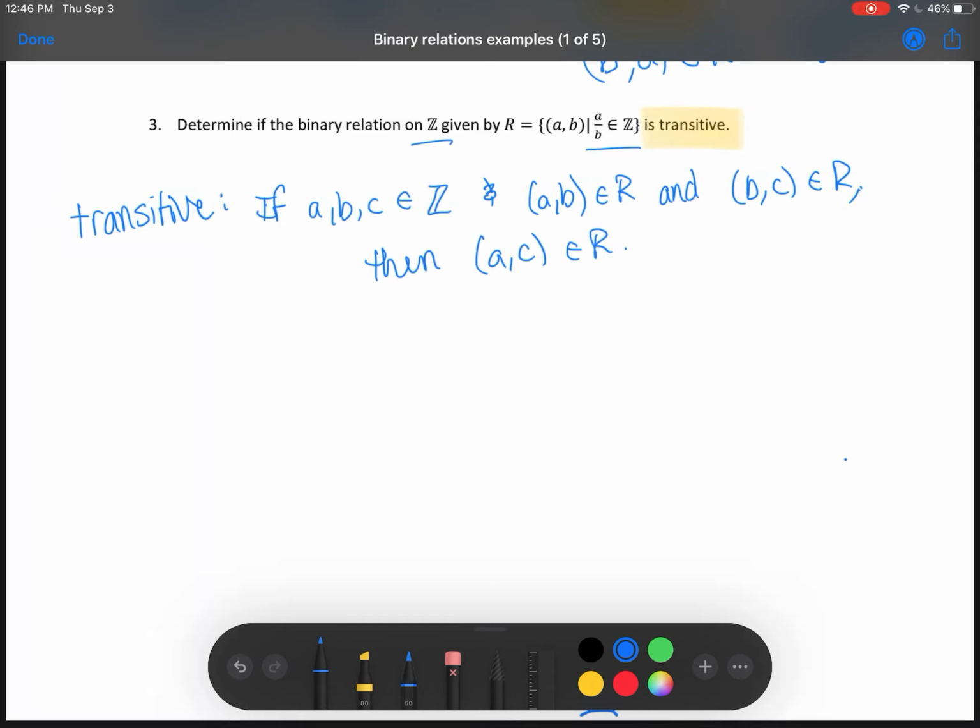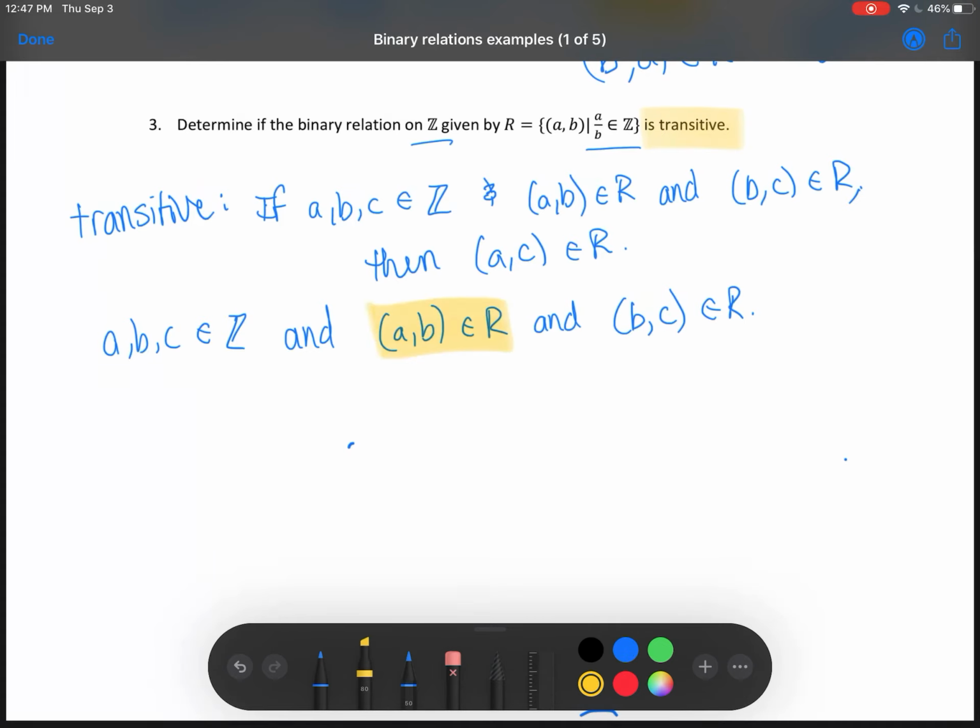All right, so what are we doing here? We get to suppose, in trying to show that it's transitive, that we have three integers, A, B, and C. Again, we don't know what they are. And that A comma B is in the relation and B comma C is in the relation. Okay, so now it's helpful to think about what does it mean to actually be in the relation. That means it fits our definition up here. Or in other words, when you do the first number divided by the second number, the answer is actually an integer.